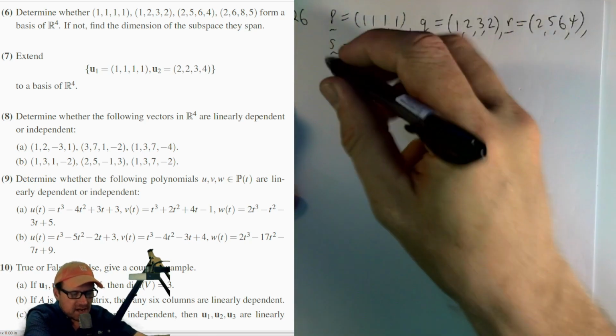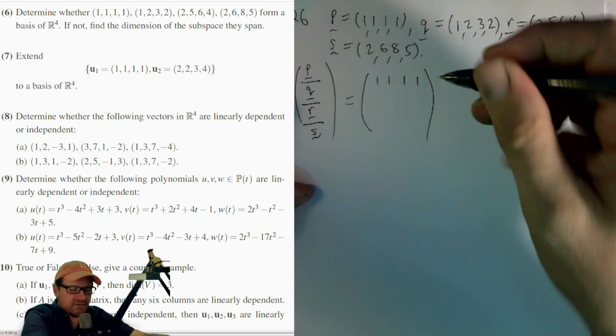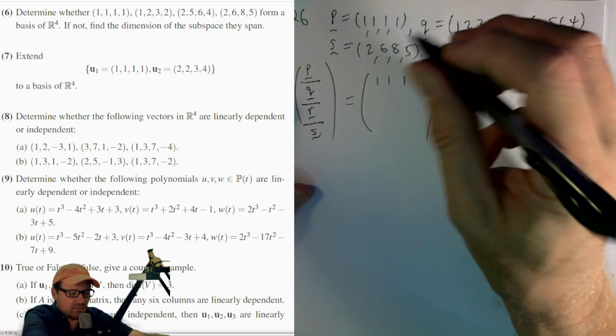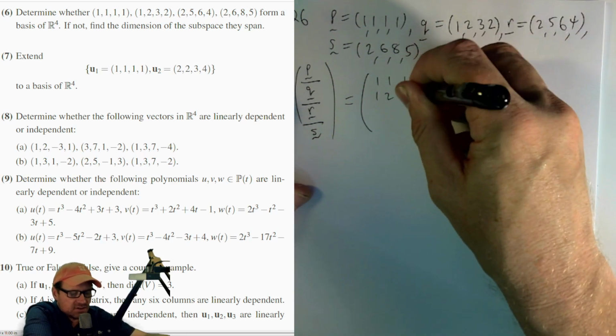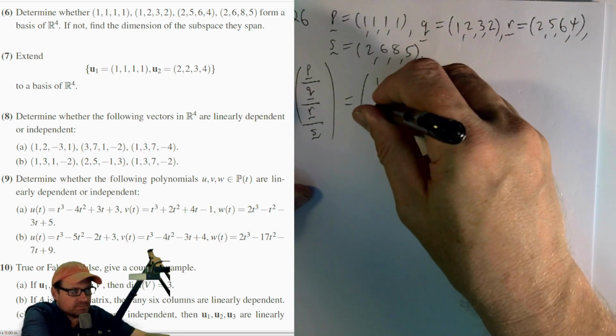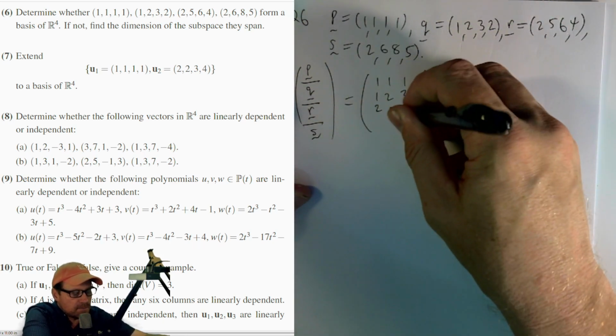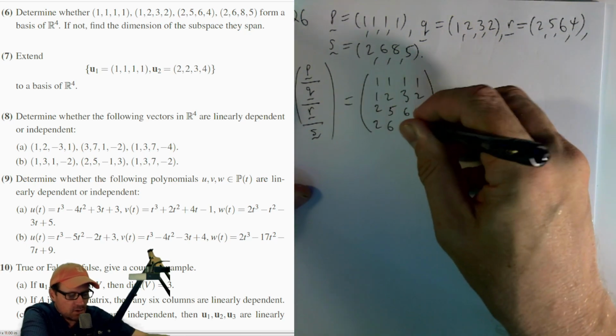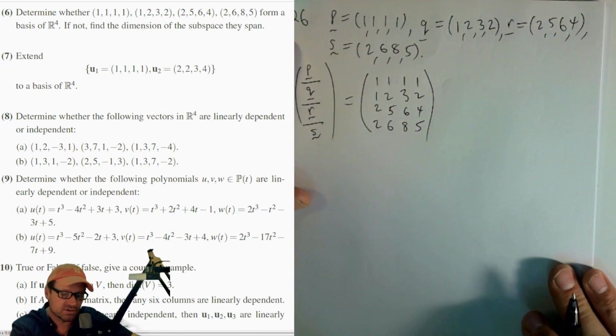So let's form that matrix. So I've put P in the first row. I'm going to put Q in the second row. 1, 2, 3, 2. R in the third row. 2, 5, 6, 4. And S in the fourth row. And now we want to row reduce this.